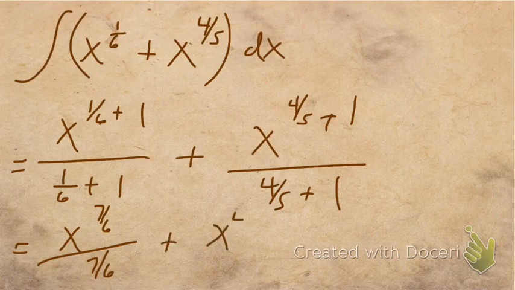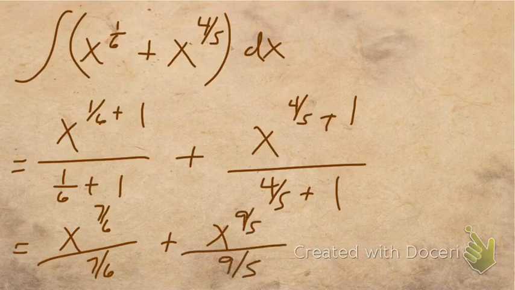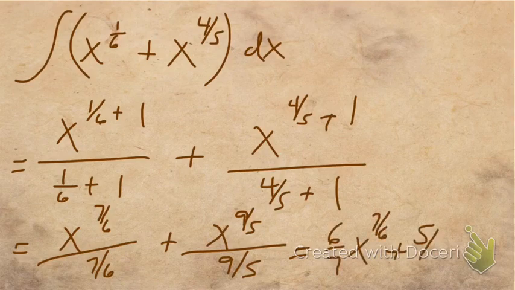Now then this 4/5, when we add 1 to it, we're adding 5/5. And 4/5 plus 5/5 gives us 9/5. And we'll divide by that 9/5. Now when we divide by a fraction, that's the same as multiplying by the reciprocal. So we'll call this 6/7 x to the 7/6 plus 5/9 x to the 9/5.